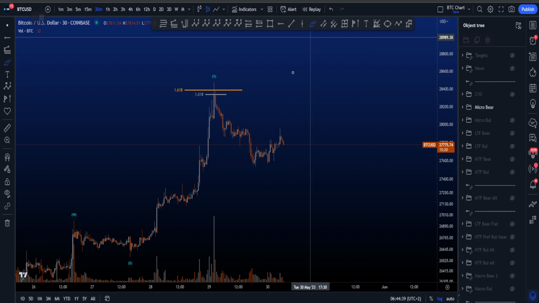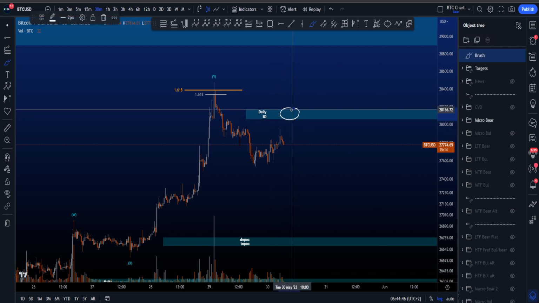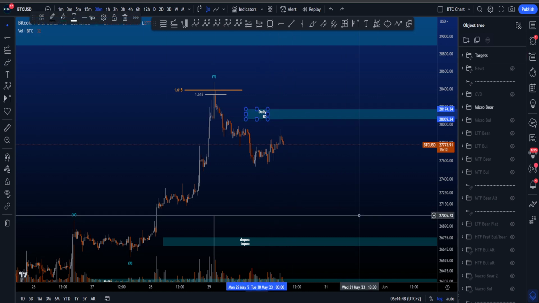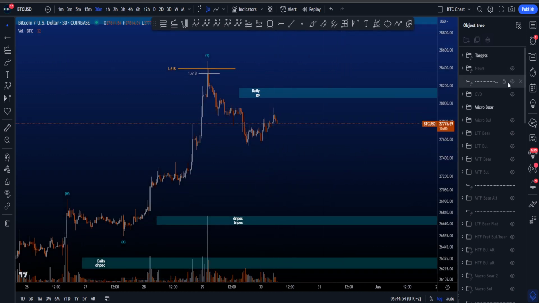So in this scenario, we are now looking for a move to the upside. Of course, that goes in waves. So it can go like this. And we also have a target box just above price, a little bit of good resistance between 28K and 28.2K. So that is an area to potentially look for. And we have to wait and see what price does locally.